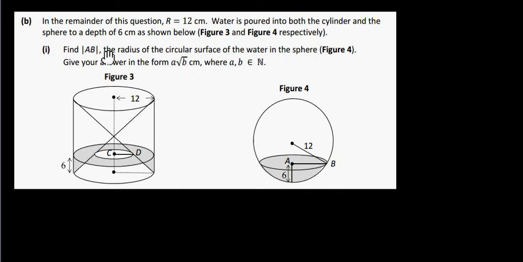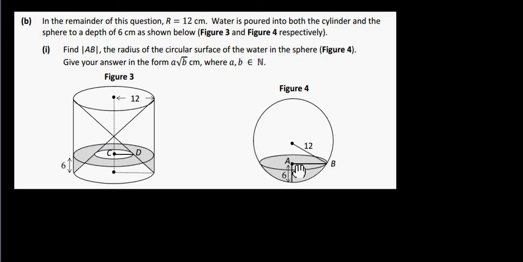So this time we're told that R is equal to 12. So the distance from here to here is 12. The distance from here to here is 12. The distance from here to here is 12. This is 12 here as well. So water is poured into both the cylinder and the sphere to a depth of 6 centimeters. So the water depth here is 6. The water depth here is 6 centimeters.